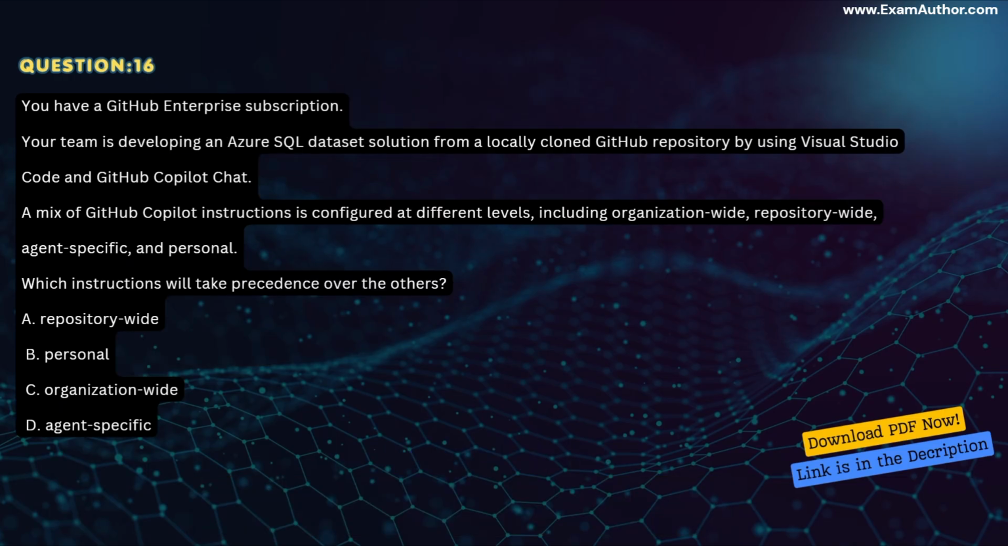Question 16. You have a GitHub Enterprise subscription. Your team is developing an Azure SQL database solution from a locally cloned GitHub repository by using Visual Studio Code and GitHub Copilot Chat. A mix of GitHub Copilot instructions is configured at different levels, including organization-wide, repository-wide, agent-specific, and personal. Which instructions will take precedence over the others?